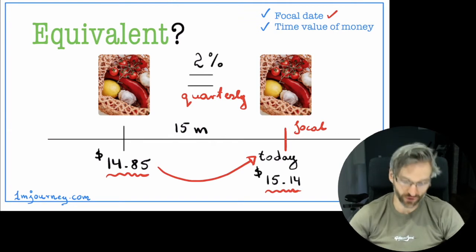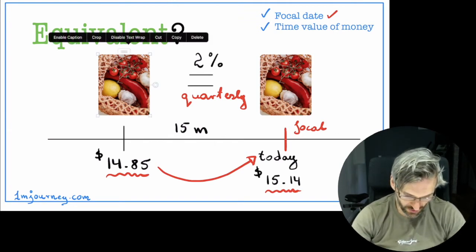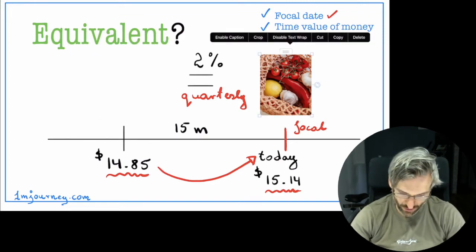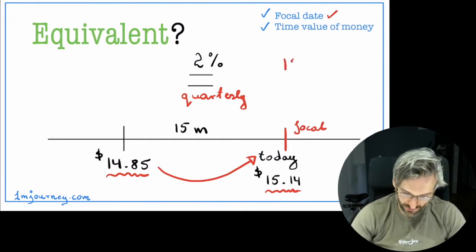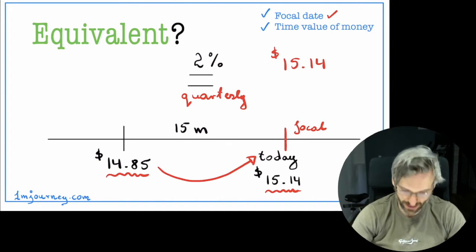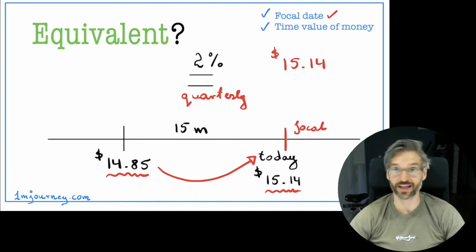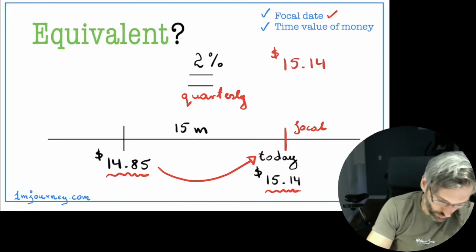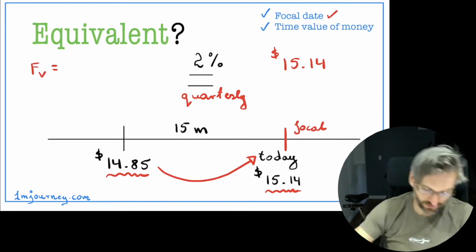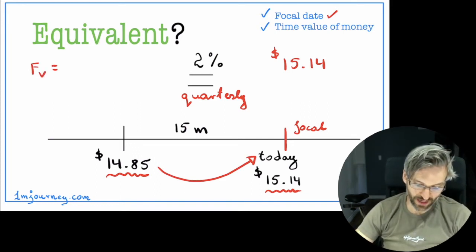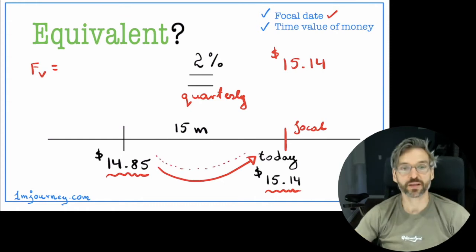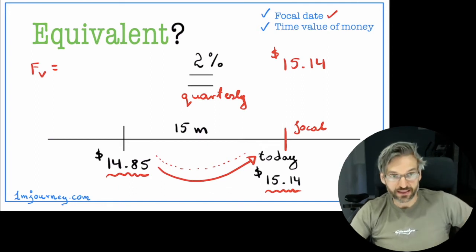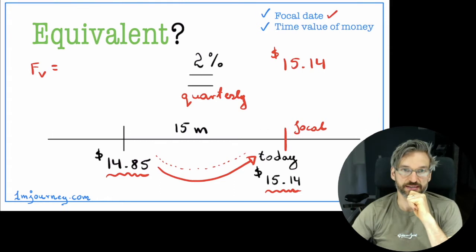So now let's see what actually happens to this particular amount of money. I'm going to get rid of a few things here. I'll delete this. We already know that it's groceries. So I know that I currently have $15.14 that I want to compare to the $14.85. Is it equivalent to that or not? So I need to calculate the future value. Notice what I'm doing is I have to move it 15 months into the future. I am in the past with that $14.85.